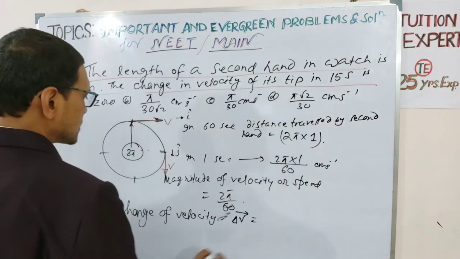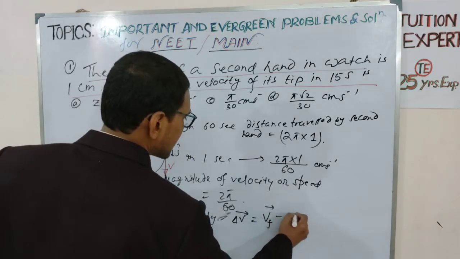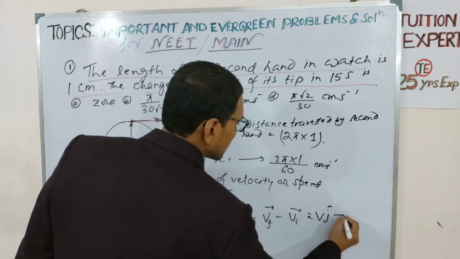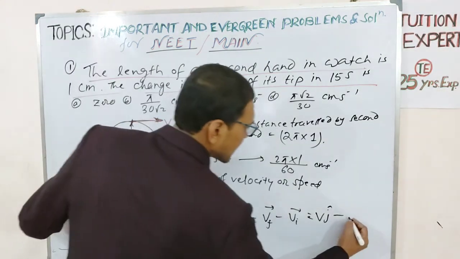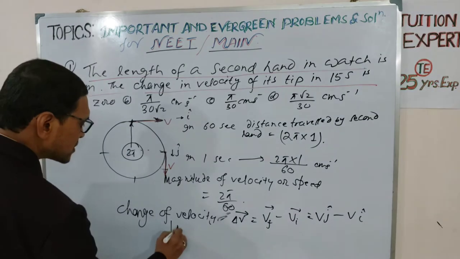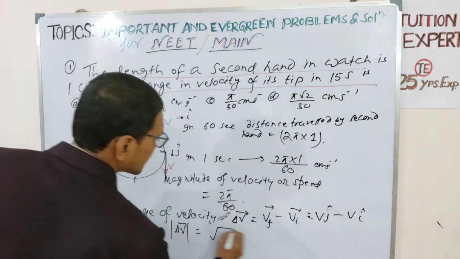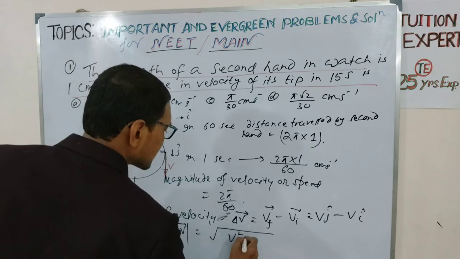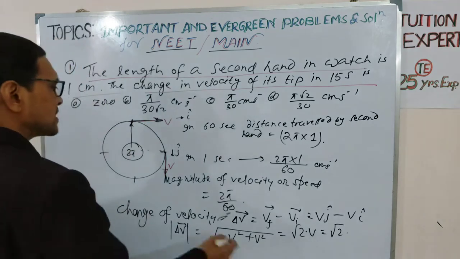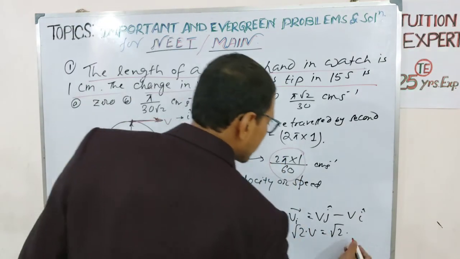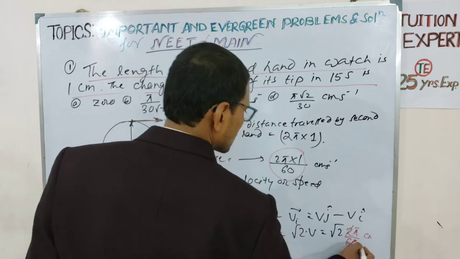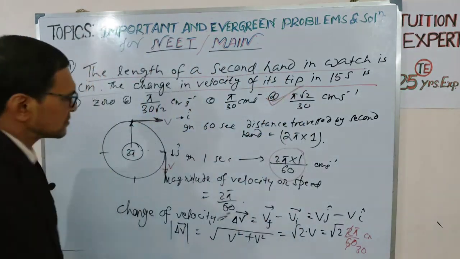So change of velocity means final velocity minus initial velocity. Now what is the final velocity? Final velocity is vj, minus initial velocity vi. This is the change of velocity. Now the magnitude of change of velocity equals what? Root over v square plus v square, which is equal to root 2 v. V means 2 pi by 60 centimeter per second. So root 2 pi by 30. This is the answer. Understand?